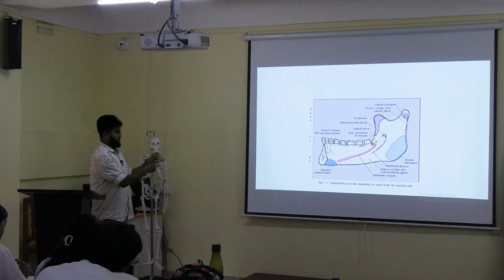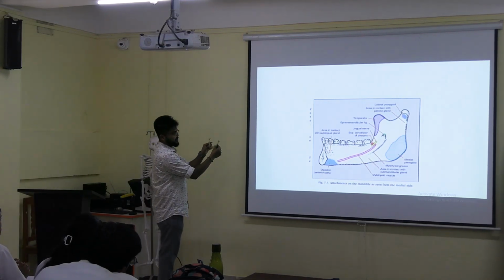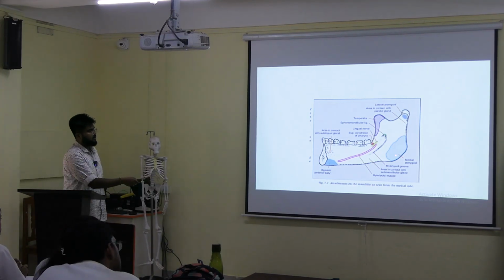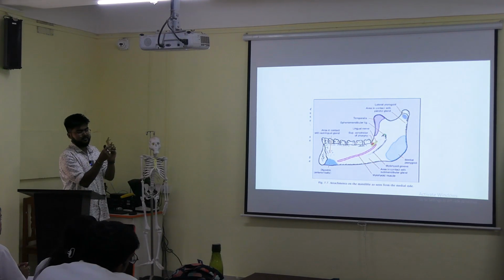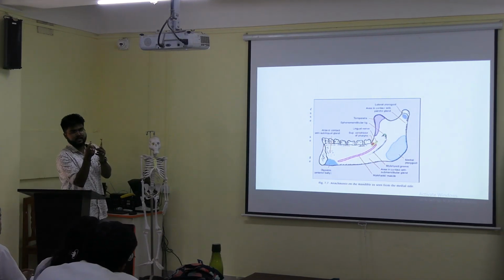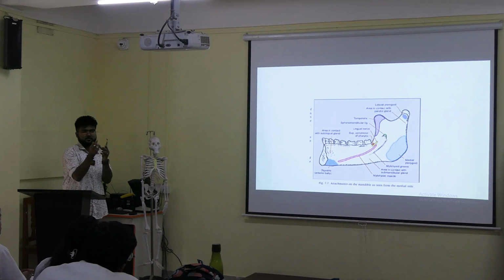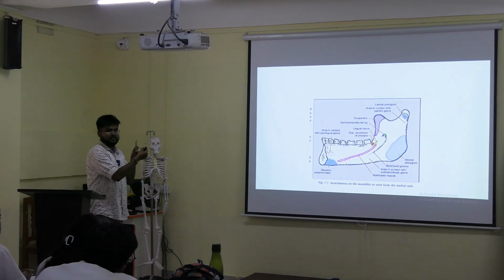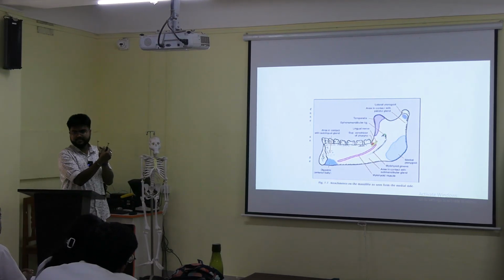Next, in the inner part, two muscles are attached: the lateral pterygoid and the medial pterygoid. The lateral pterygoid is mainly attached to this part, the pterygoid fovea, in the neck of the condylar process of the ramus of the mandible. Here one fovea-like structure is present, called the pterygoid fovea. Here the lateral pterygoid muscle is attached. And in the angle of the mandible, the medial pterygoid muscle is attached.